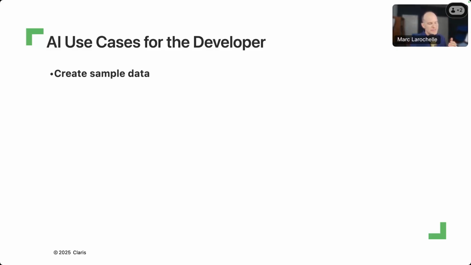Because then you can test things properly. You can bring relevance to the customer. They can see data in a way that they're used to seeing it. And I have a demo that'll show you, from a simple prompt, how we create a picture from that simple prompt. So that's an example of sample data.